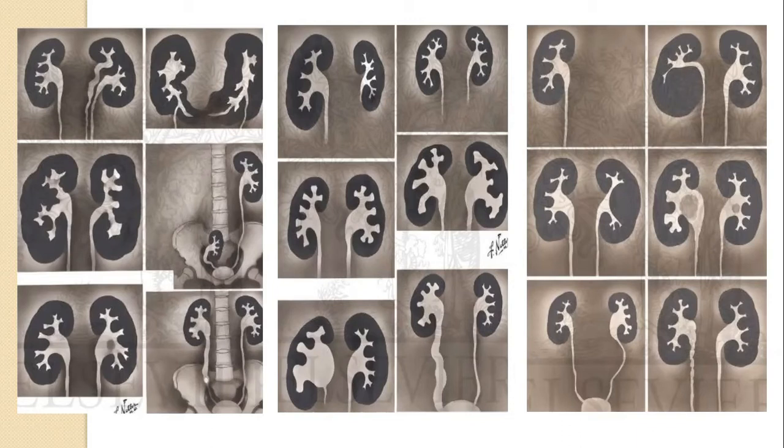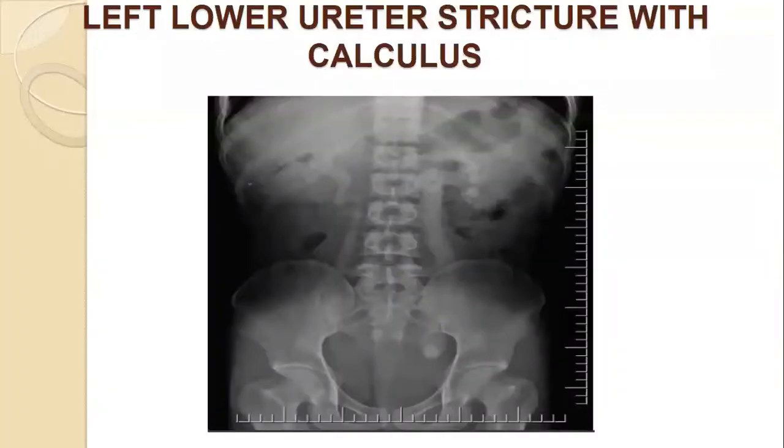The next is a partial, or we can say bifid, pelvis on the left side. Again, an upper tract filling defect, suspicious of upper tract TCC. This is a deviation of the ureter by some extramural pathology. And look at this: multiple strictures of the ureter. The most common cause is renal TB.